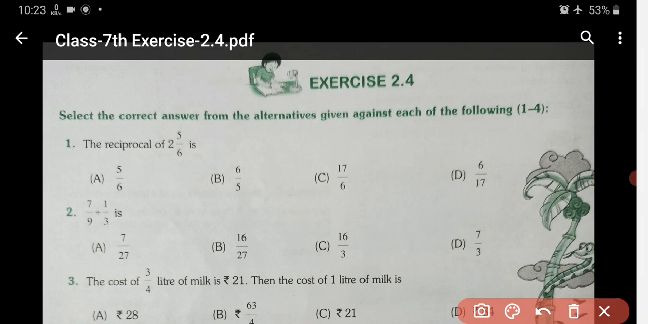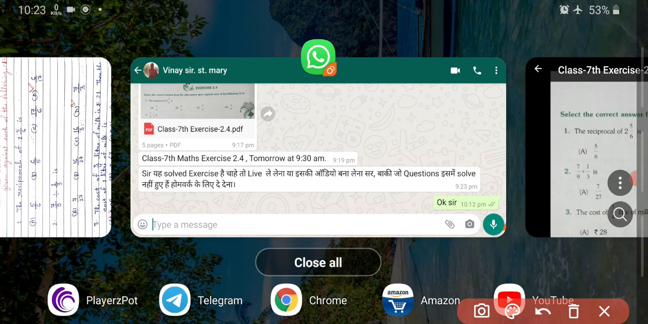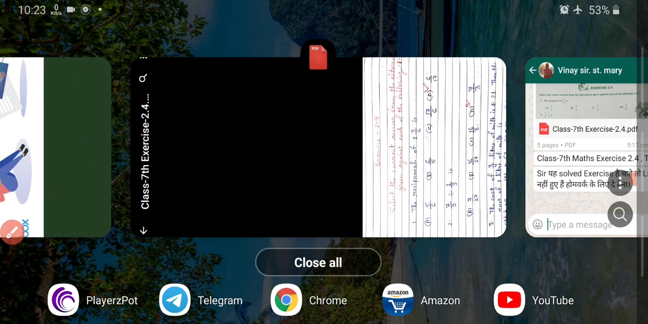The reciprocal of 2 5 by 6 is. So what is the meaning of reciprocal? First you have to understand. I am going to explain that part to you on the board.